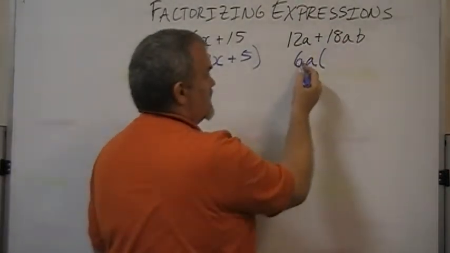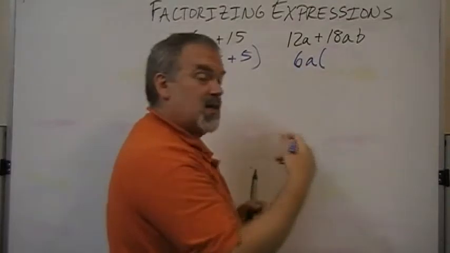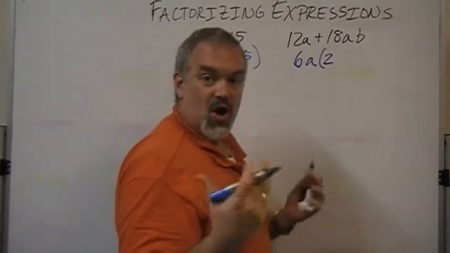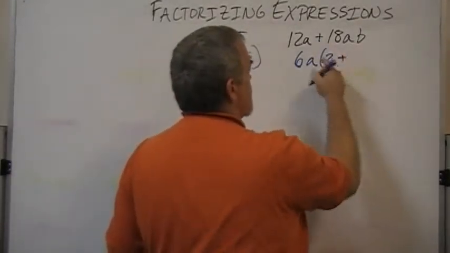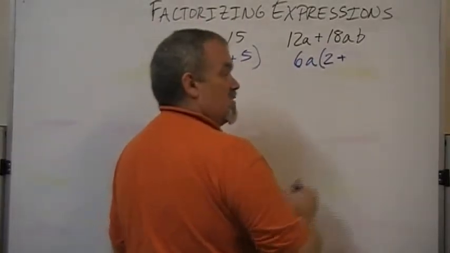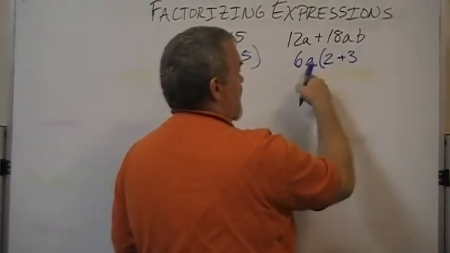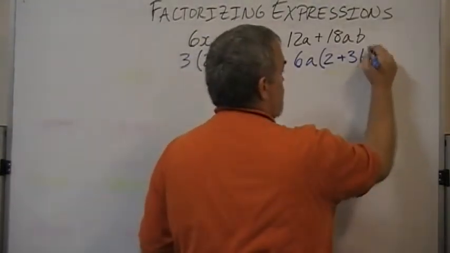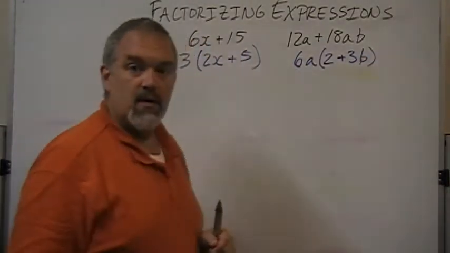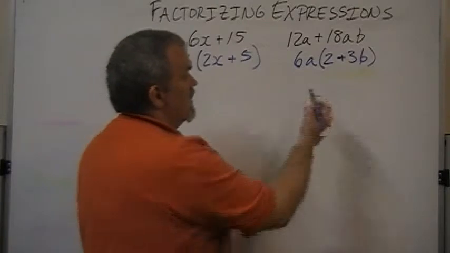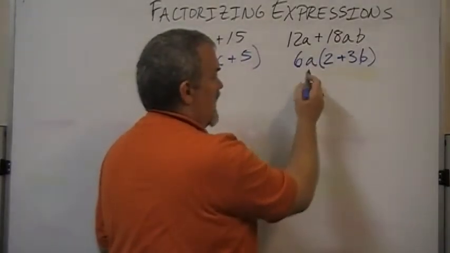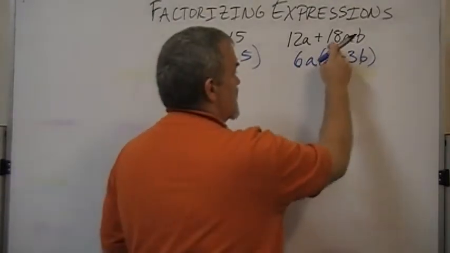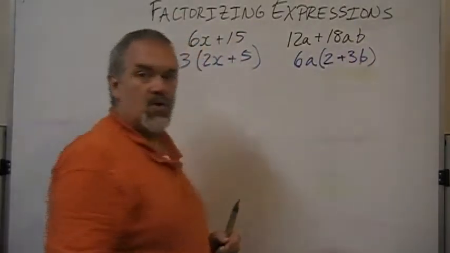So 12a divided by 6a, the 12 divided by 6, do the numbers first, divide the numbers, we get 2, and then we have a divided by a, which is 1, that means it's gone, it cancels, plus 18 divided by 6 is 3. And we have ab divided by a, times b divided by a, that means the a's cancel, and we're just left with b. Again, you can expand it to check your math. 6a times 2, that's 12a. 6a times 3b, multiply the numbers, collect the letters. 6 times 3 is 18, a times b, ab, and we're good.